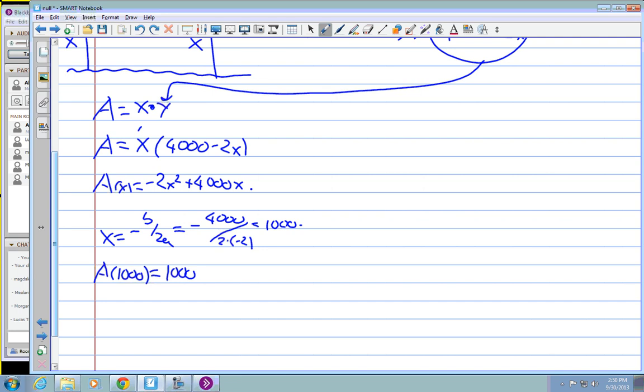It's easier to plug it in here when it's factored. 1,000 times 4,000 minus 2 times 1,000. So it looks like you're going to end up with 2 million square meters of area.